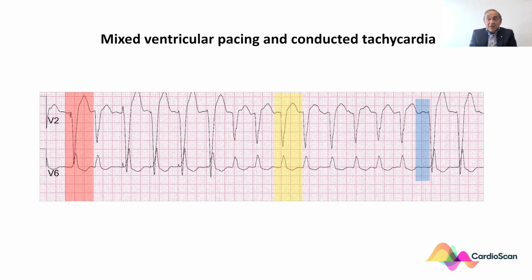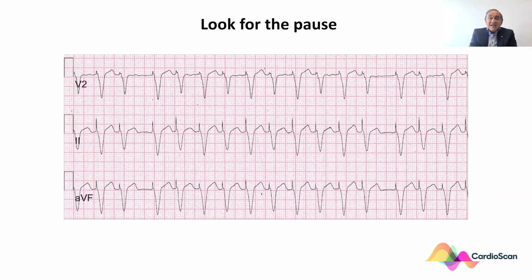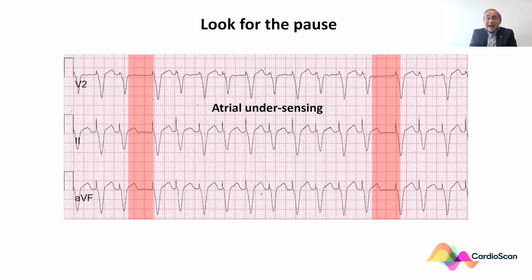Sometimes we see a pause, and that's very helpful. As we can see here, we look for the pause, and we can see two pauses with the patient pacing, and we can see now that there is atrial fibrillation. There are no P waves related to either sinus rhythm or an atrial tachyarrhythmia. So this is due to atrial undersensing, which occurs generally with atrial fibrillation. So there will be periods where it doesn't follow very rapidly and we have pauses.